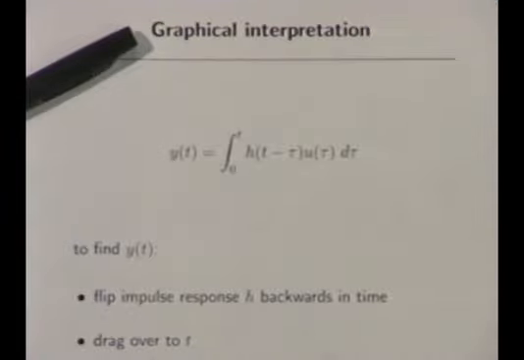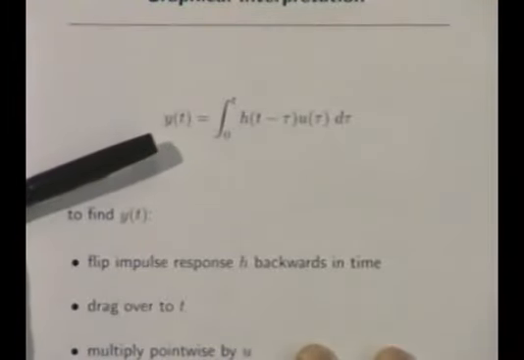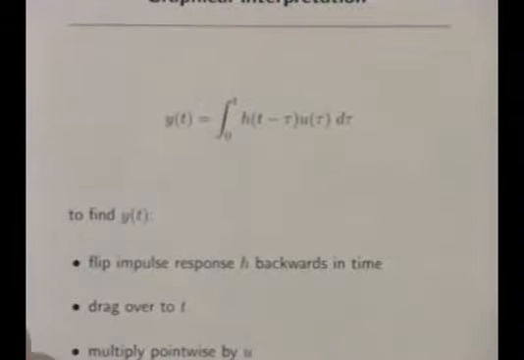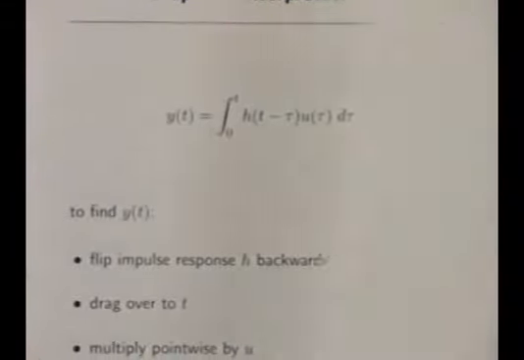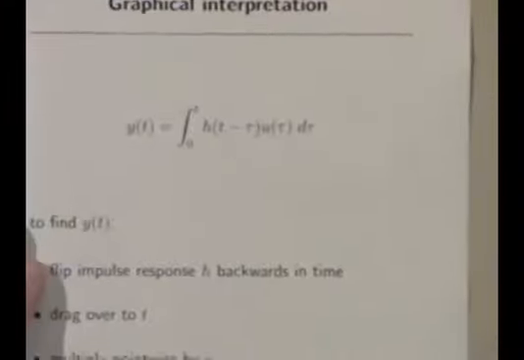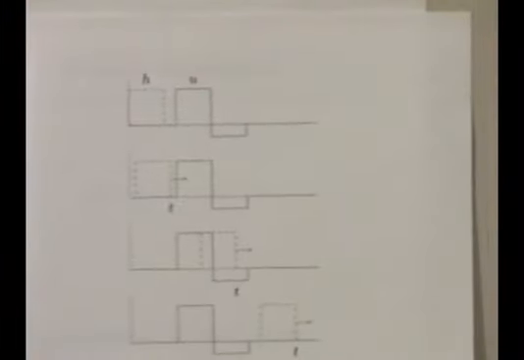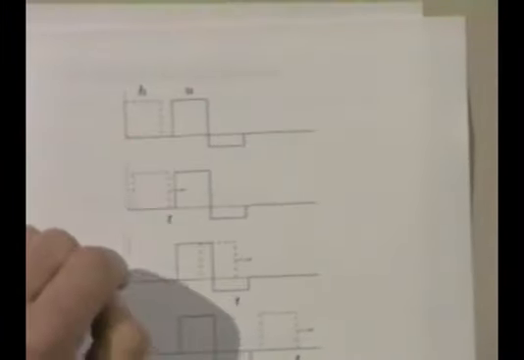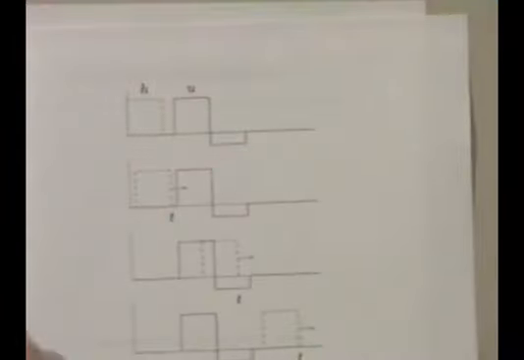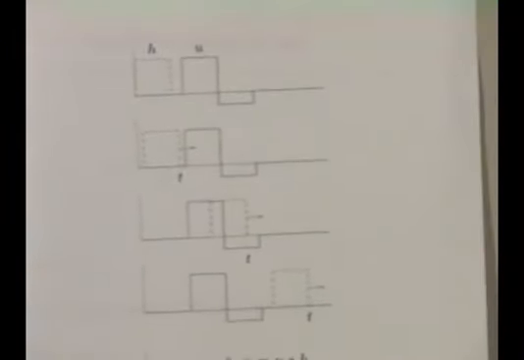Okay, another interpretation is a graphical one. And the idea is how to interpret this formula in a graphical way. And here is the picture. The basic idea is this. The first thing you do is, here's h, and here's the signal u, and we want to compute the convolution of these.